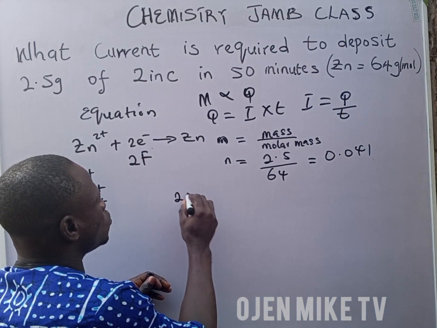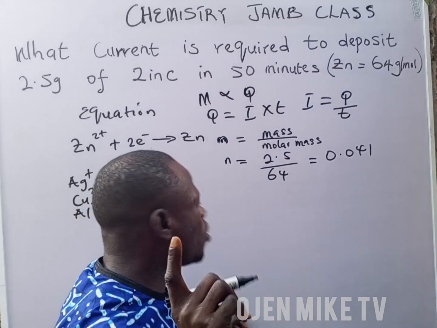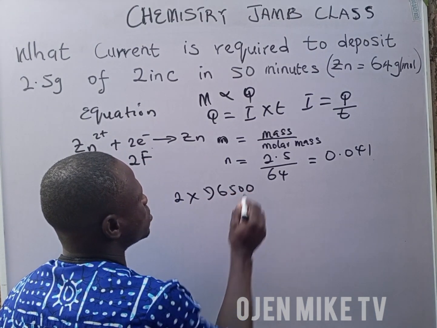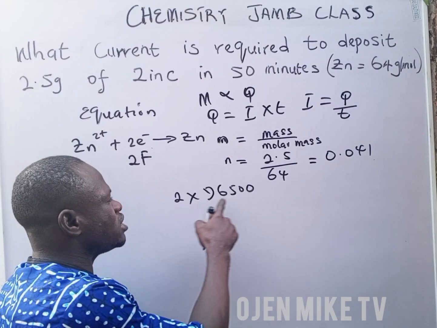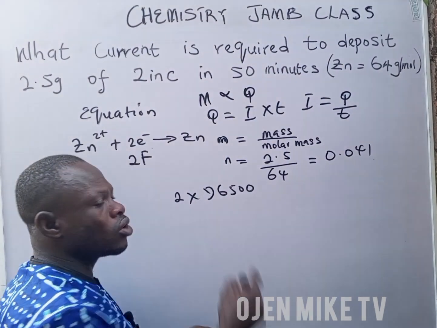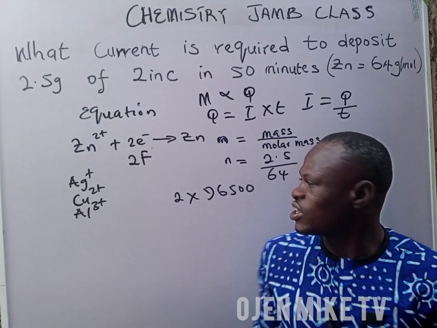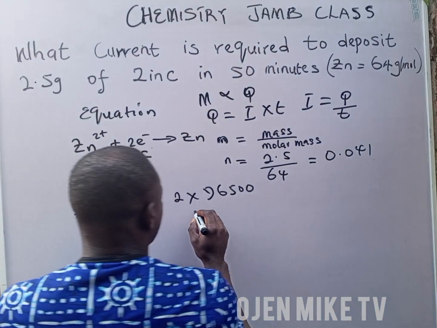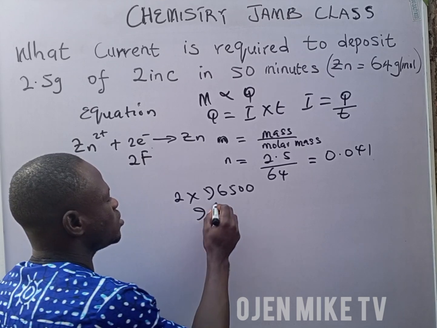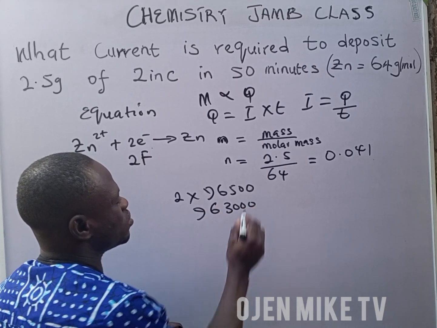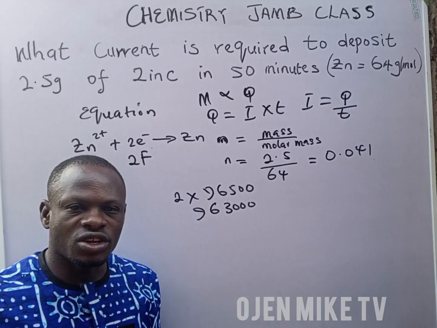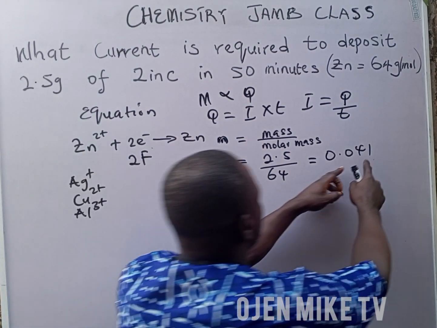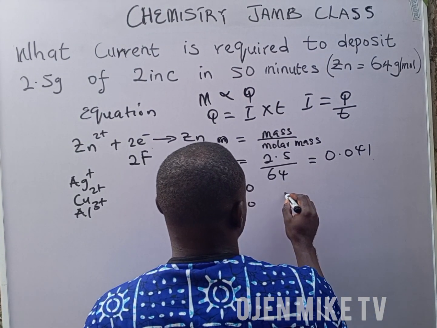Therefore, we'll get our Faraday. The Faraday is 2 times 1 Faraday. 1 mole of Faraday is given as 96500. Therefore, if you multiply this one by this one, can you guess the answer? The answer you are going to have is 193000. Do you get that? Now you are going to multiply this 193000 by this one. So you have your quantity now.